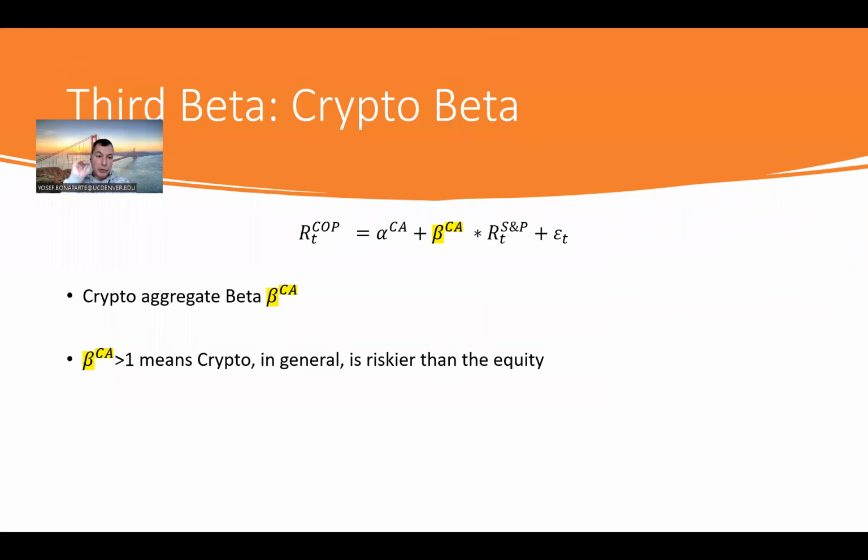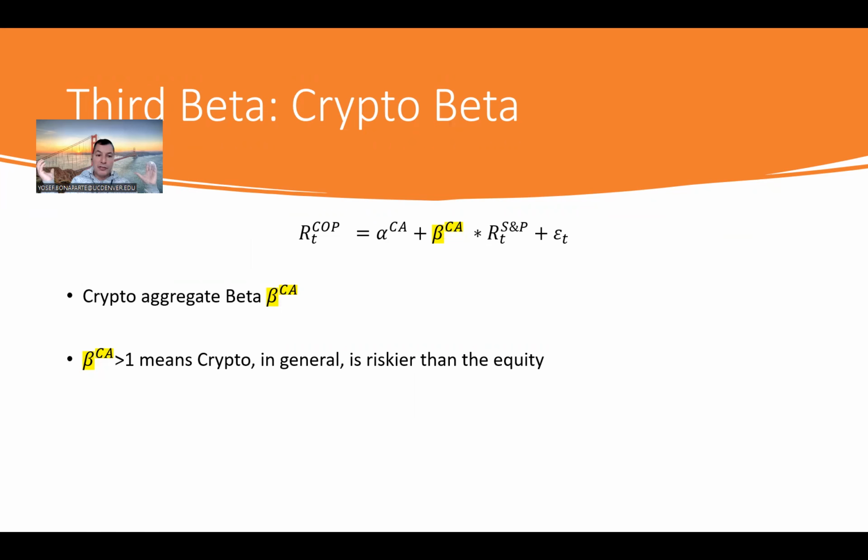Then we introduce a third beta for more advanced research. If you regress the R_t of the crypto overall portfolio on the S&P, you're going to have another constant and a beta crypto aggregate portfolio. If the beta for the crypto aggregate portfolio is greater than 1, it means in general the crypto market is riskier than the equity market.